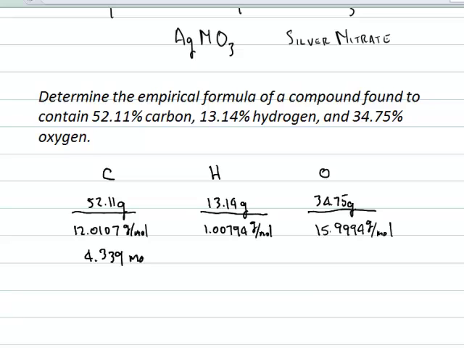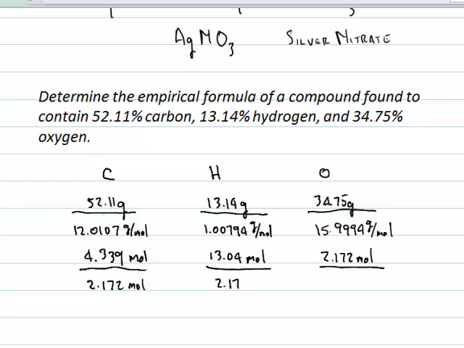So when we do that dividing, we come up with 4.339 moles of carbon, 13.04 moles of hydrogen, and 2.172 moles of oxygen. Again, inspect those numbers and see which one is the smallest. And it's the 2.172, the oxygen. So we're going to divide each one of these by 2.172 moles, and that will give us our mole ratio.